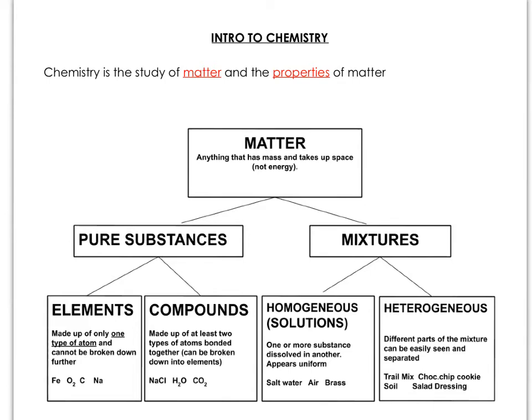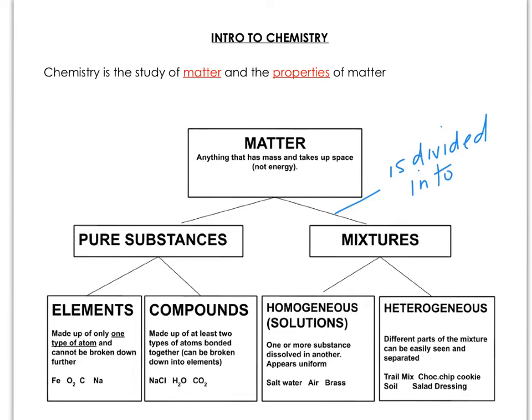We have pure substances and mixtures. So matter is divided into pure substances and mixtures. So you're either a pure substance or a mixture. If you're a pure substance, you're either an element or a compound. An element is made up of only one type of atom and cannot be broken down any further. So example of this: iron, sodium, copper, oxygen, hydrogen, carbon.